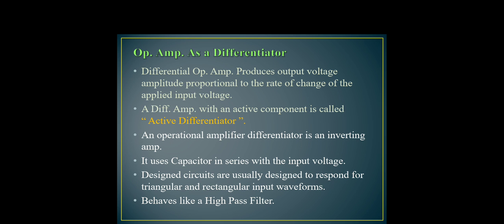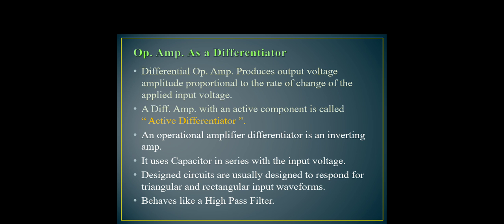And again, with an active component like an operational amplifier, it is called an active differentiator. It is an inverting operational amplifier configuration. In the circuit of the differentiator, a capacitor is used in series connection with the input voltage. So this becomes a high pass filter. A high pass filter passes the high frequencies and blocks all other frequencies from the circuit. Usually, these circuits respond to triangular and rectangular input waveforms.